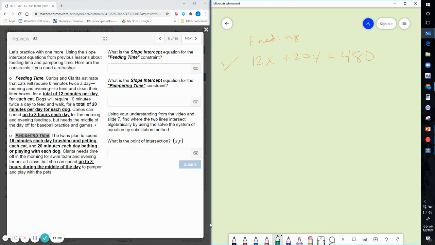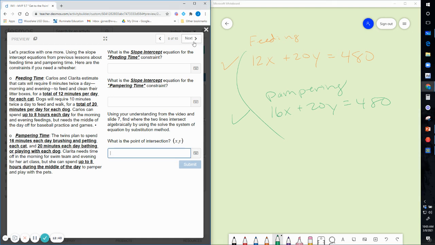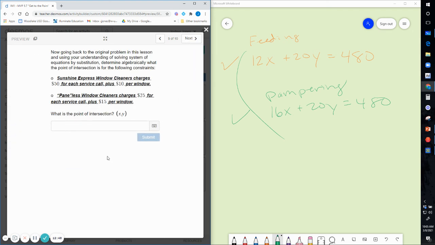Okay. And then the other one is what? 16x plus 20y equals 480. And this one is pampering. Okay. So go ahead and get the answers for the equations for slope-intercept and put those here, and then give me the point of intersection. So all the work we just did, now you're going to do on your own. And then last but not least, it says, hey, what's the point of intersection for the original problem that we talked about, right?